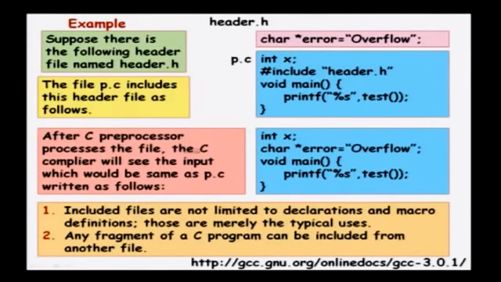After the C preprocessor processes the file, whatever text is there in header.h is copy-pasted at that position. So, for example, this code will be transformed by the C preprocessor to look like this. It will say int x, and header.h contained a single line, char star error equal to overflow. So, that text will come here. Now, this transformed text is what the C compiler sees, and it will compile and produce the object code or the executable.